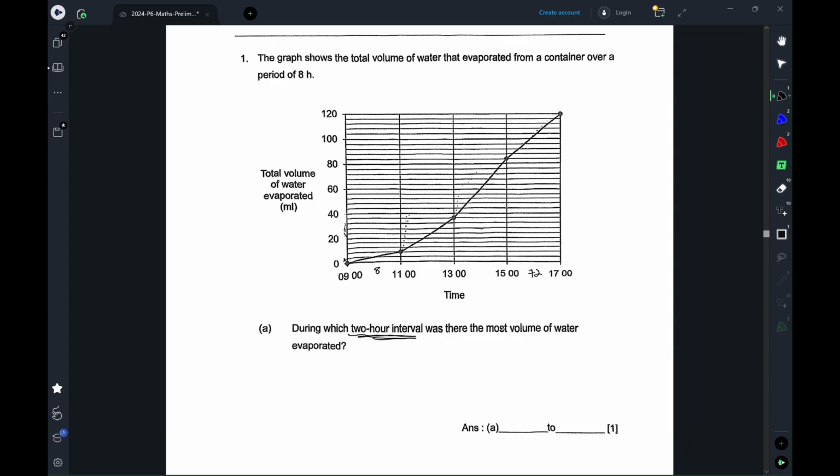Okay, hi everyone. Today we're going to do Raffles Primary School Prelim Examination 2024 Mathematics Paper 2. For the first question, it's a bar graph question. During which 2 hour interval was there the most volume of water evaporated?